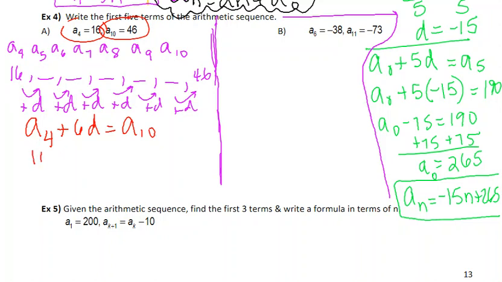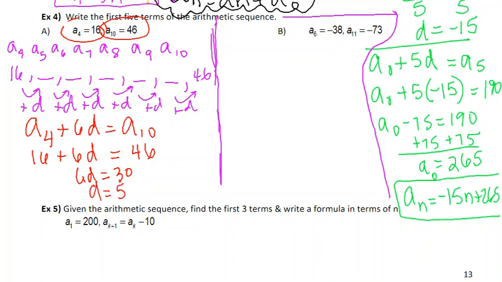You know the fourth term is 16. You do not know the common difference. You do know the 10th term. And then you just solve this equation. You would subtract 16, and that would give you 6d equals 30, and you would divide by 6, so you get the common difference is 5.